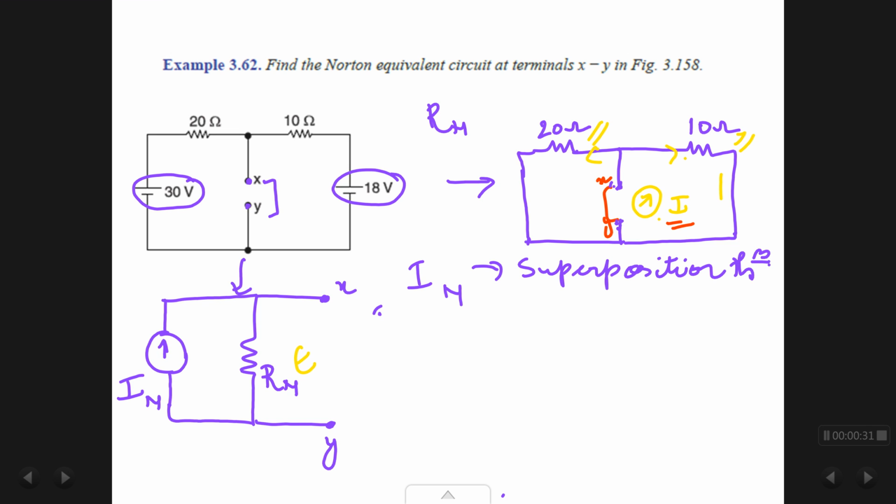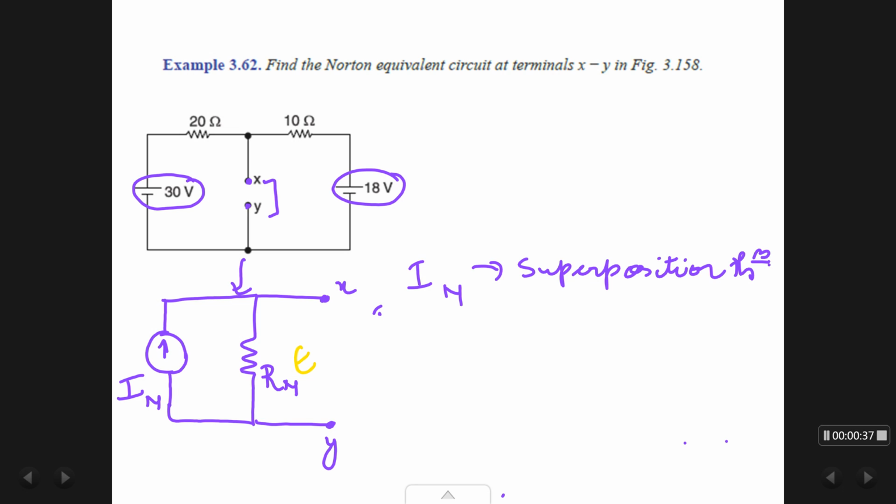We use superposition theorem when we have more than one energy source present in a circuit. How many sources do I have? I have 30 volts, I have 18 volts. So what we will do is, we will consider the 30 volt source and remove the other energy source. In this case it's 18 volts. Since it's a voltage source, I will short it. Redraw my circuit.